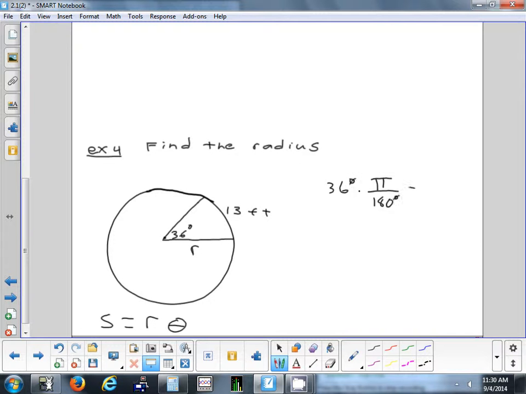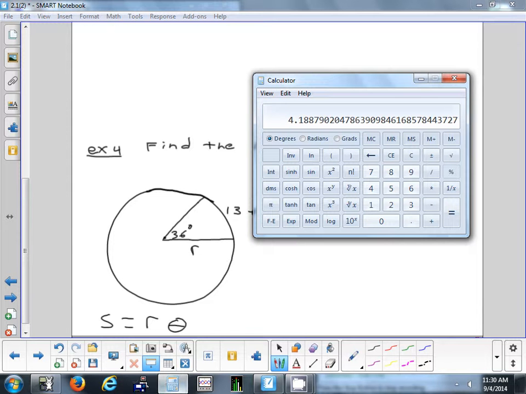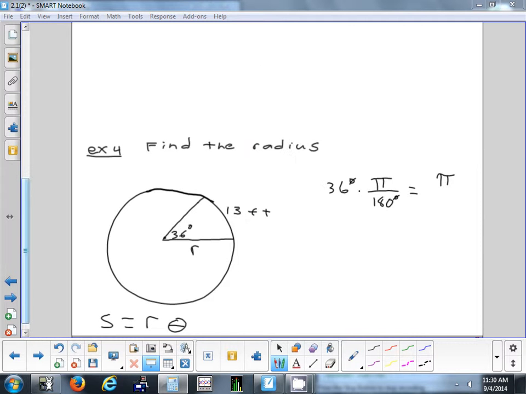Okay, so degrees cancels out. And 36 will go into 180 nicely 5 times. Okay, so there's my angle. It's pi over 5. Now I can fill in my formula. So my arc length is 13. My radius, I don't know. That's what they're asking for. And multiply by pi over 5.